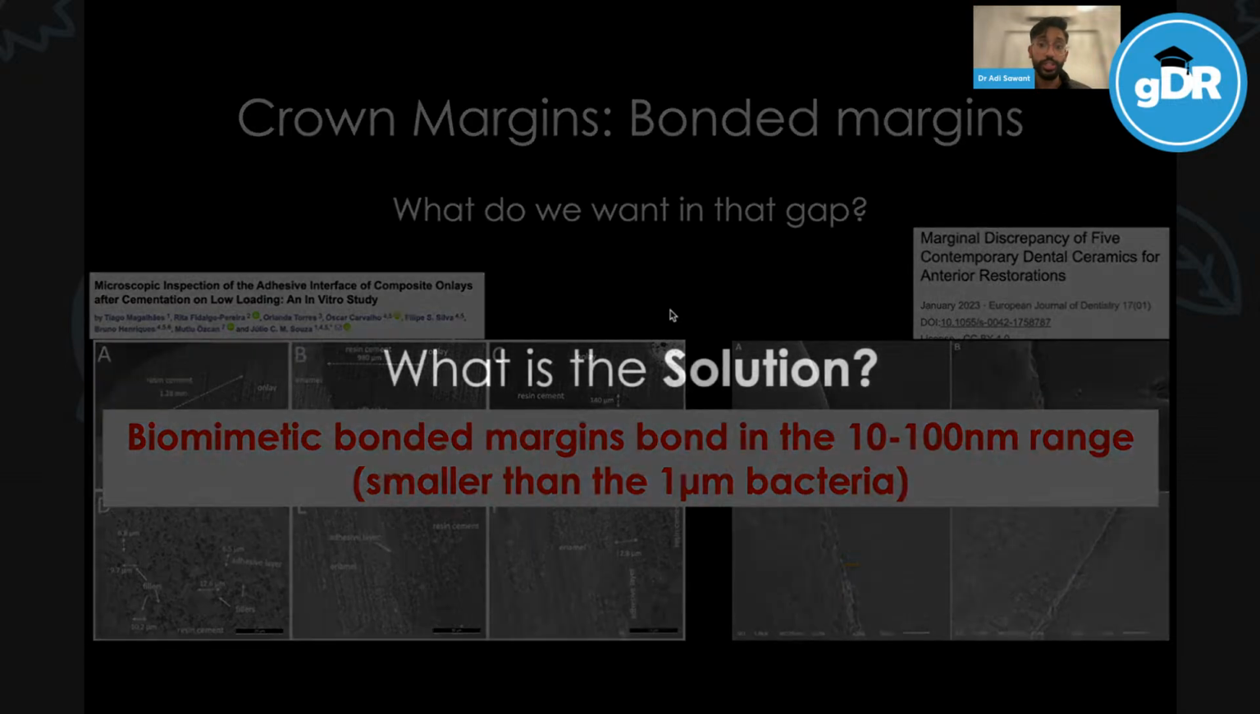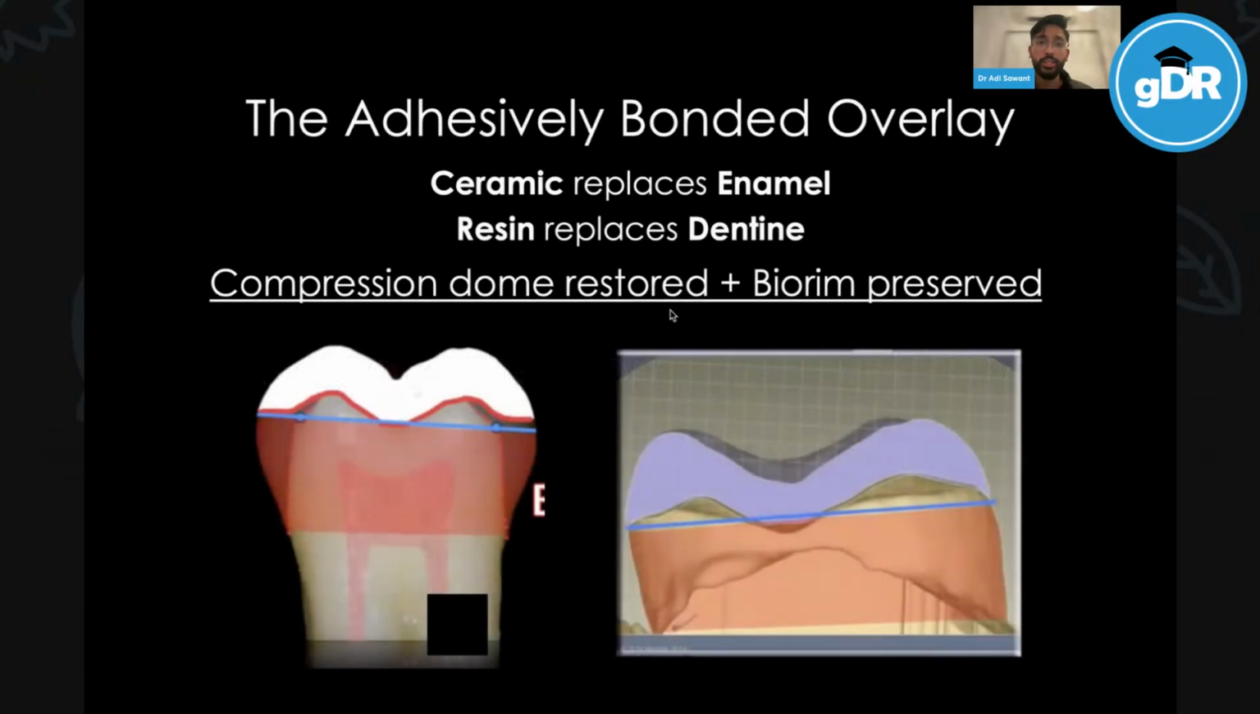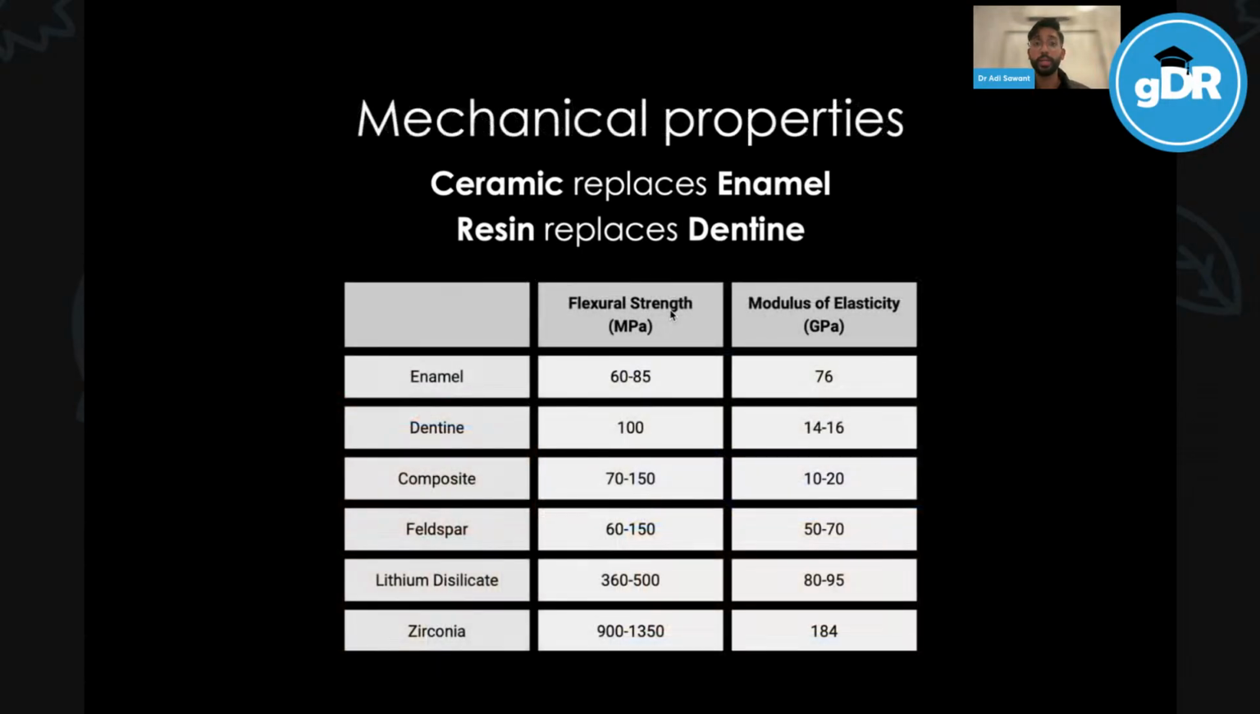So the solution here is we want to recreate the compression dome. So we want to recreate the natural tooth. That's what biomimetics is. Put quite simply, ceramic replaces the enamel, resin replaces the dentine. It's actually quite simple when you look at it like that. Why? It's because of the mechanical properties, right? So you've got dentine and composite having pretty similar mechanical properties. So they're good replacements. Composite's a good shock absorber as well.